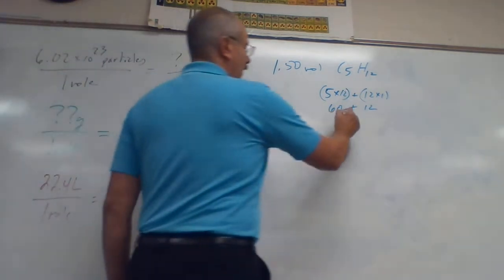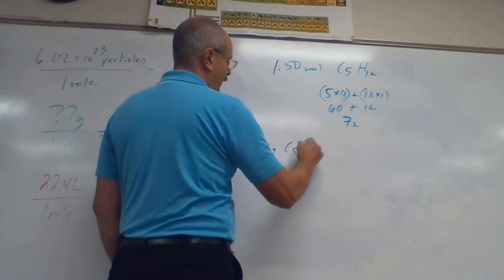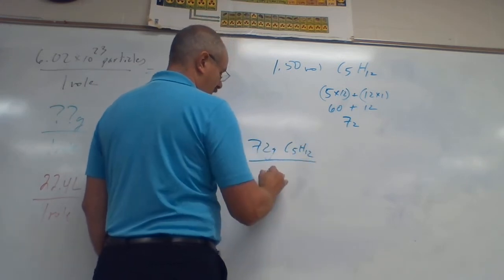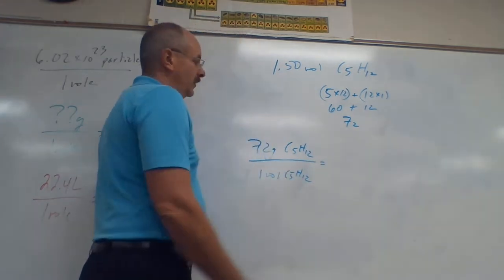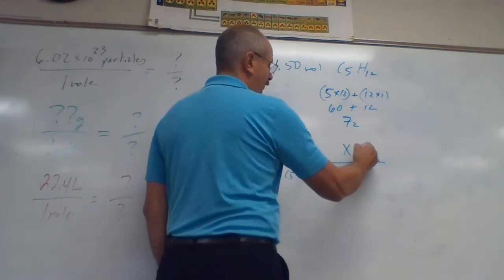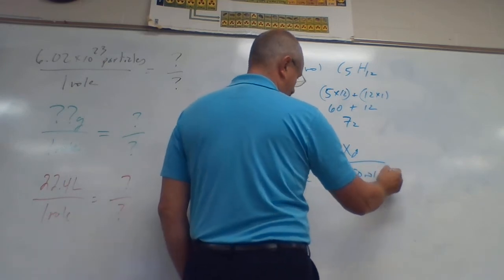Alright, so we multiply this out and get 72. So I got 72 grams of C5H12 per 1 mole of C5H12. Then on the other side, this time I want to know x grams if I have 1.50 moles of this guy.